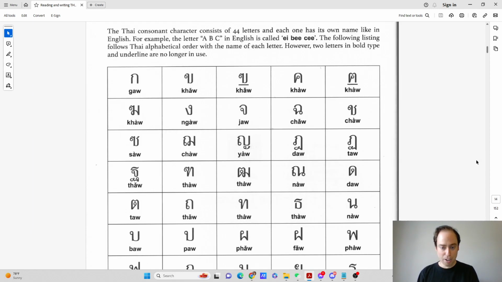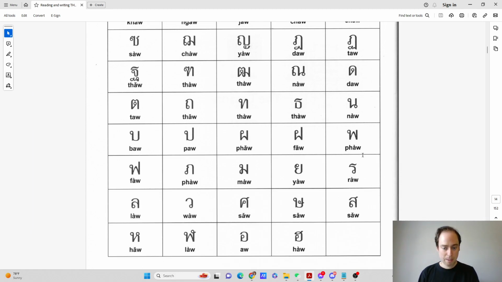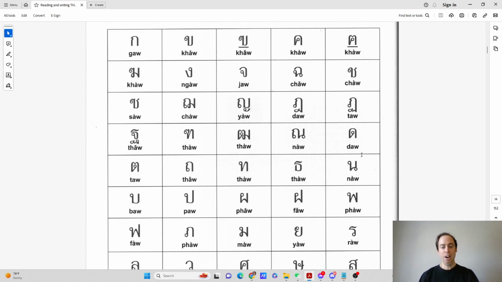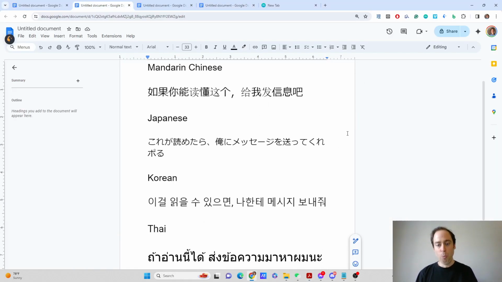Anyway, moving on, here are the letters for the Thai script, a little bit bigger. Now, if we were to look at an Asian language or a foreign language writing system, how would we know which language it is?